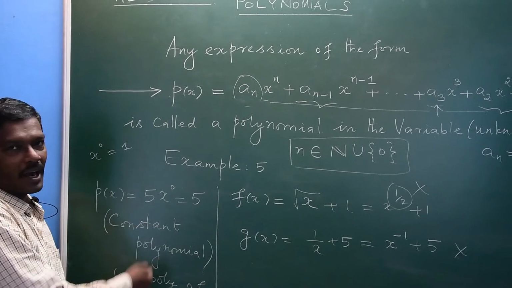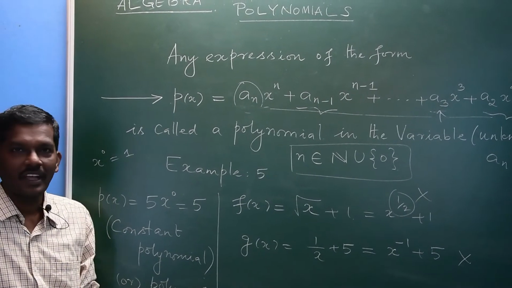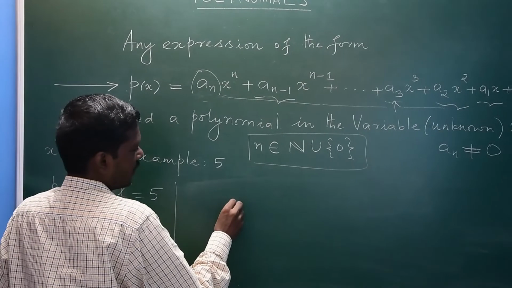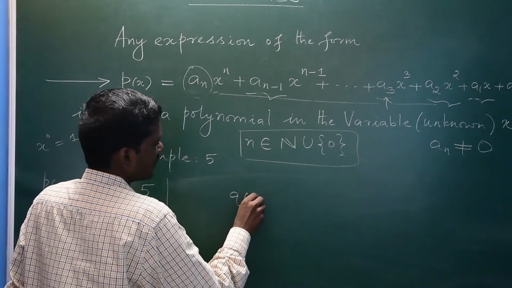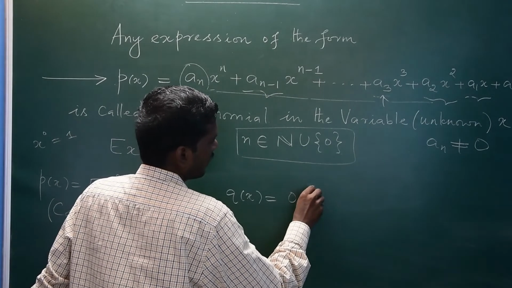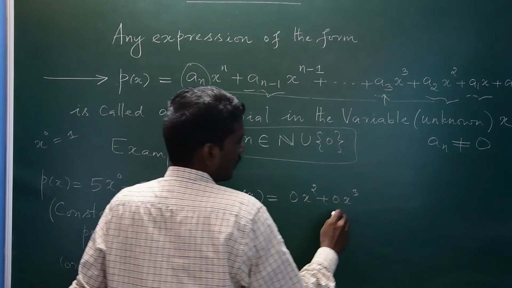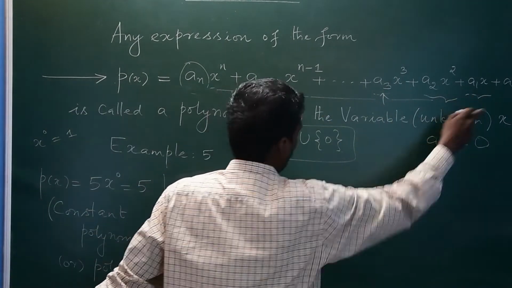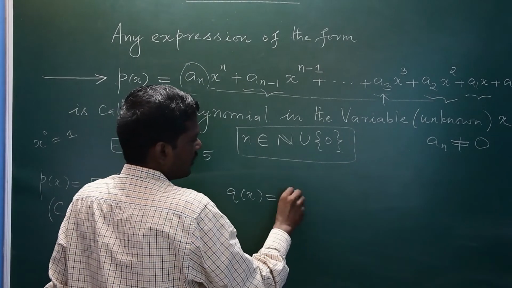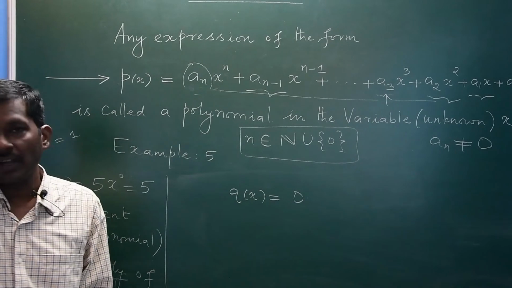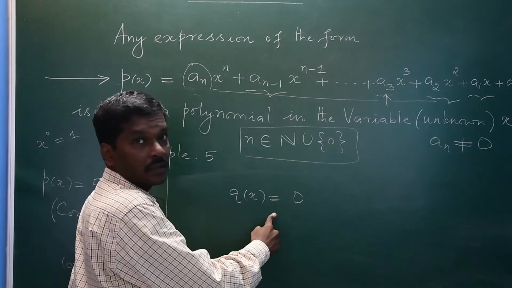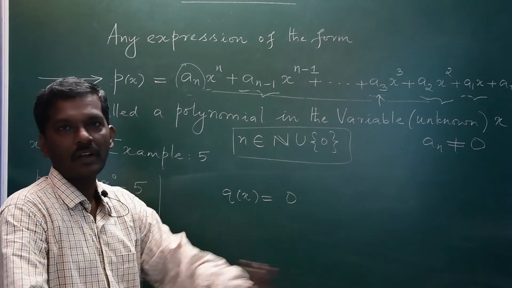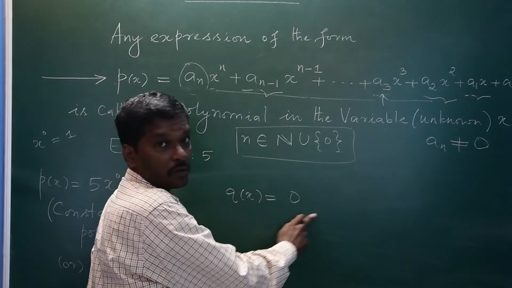Now, having said about the constant polynomial, what we have to discuss is an interesting polynomial known as the zero polynomial. Let us take an example, q of x to be 0x square plus 0x cube, and so on. If all the coefficients are 0, then that polynomial is what is called a zero polynomial. And what is the degree of the zero polynomial? The degree of the zero polynomial is not defined.